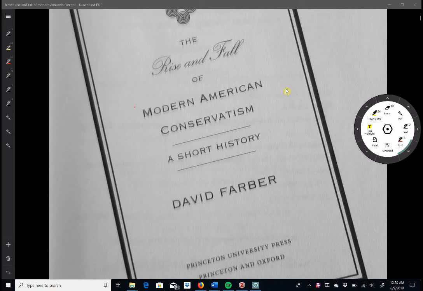Welcome back. Today we're going to get into our academic readings that will help us write about the early decades of modern conservatism. We're going to read the first chapter of a book by David Farber, and each chapter in this book focuses on a single person. So this first chapter focuses on Senator Robert Taft, the son of a former U.S.